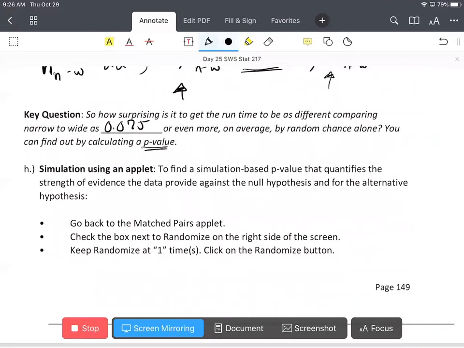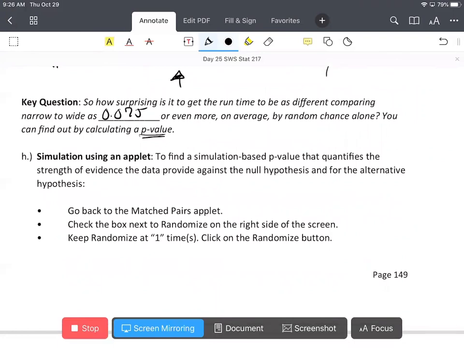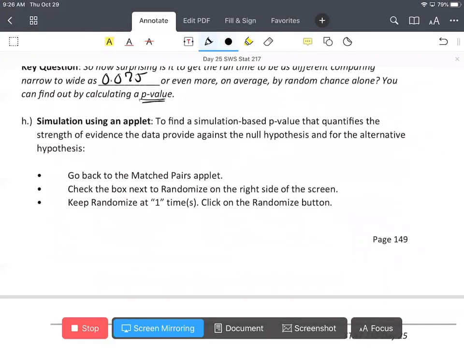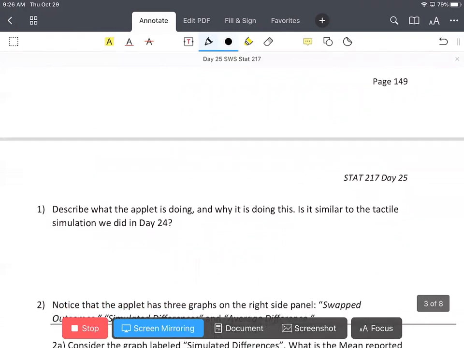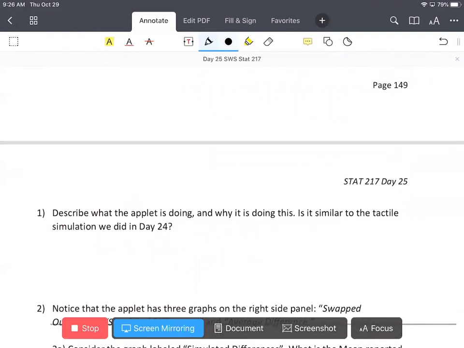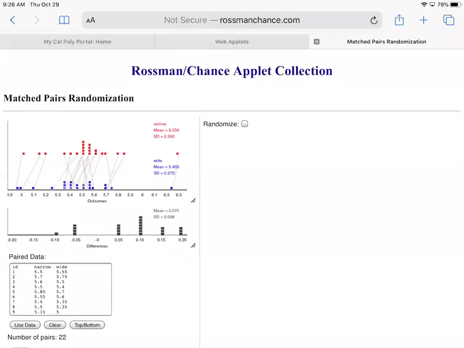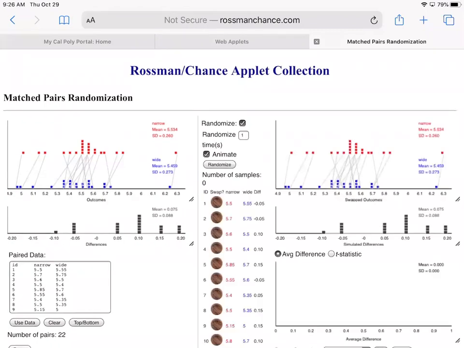So let's go back. It says, go back to the matched pairs applet. We're going to click the randomize box, click it one time, and then we're going to describe what it did. So I'm once again going to pause and pop over. And back to the applet. I highly suggest, if you can, after you watch this, go through this yourself to make sure you're really comfortable. It told me to click on randomize. So I'm clicking on randomize.